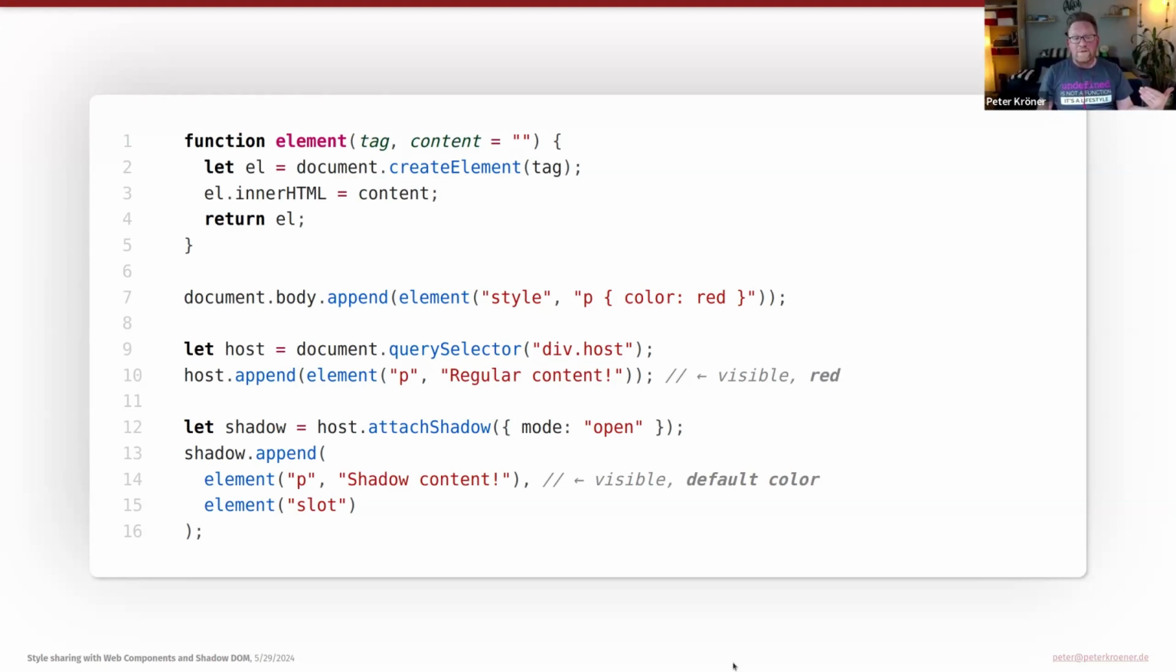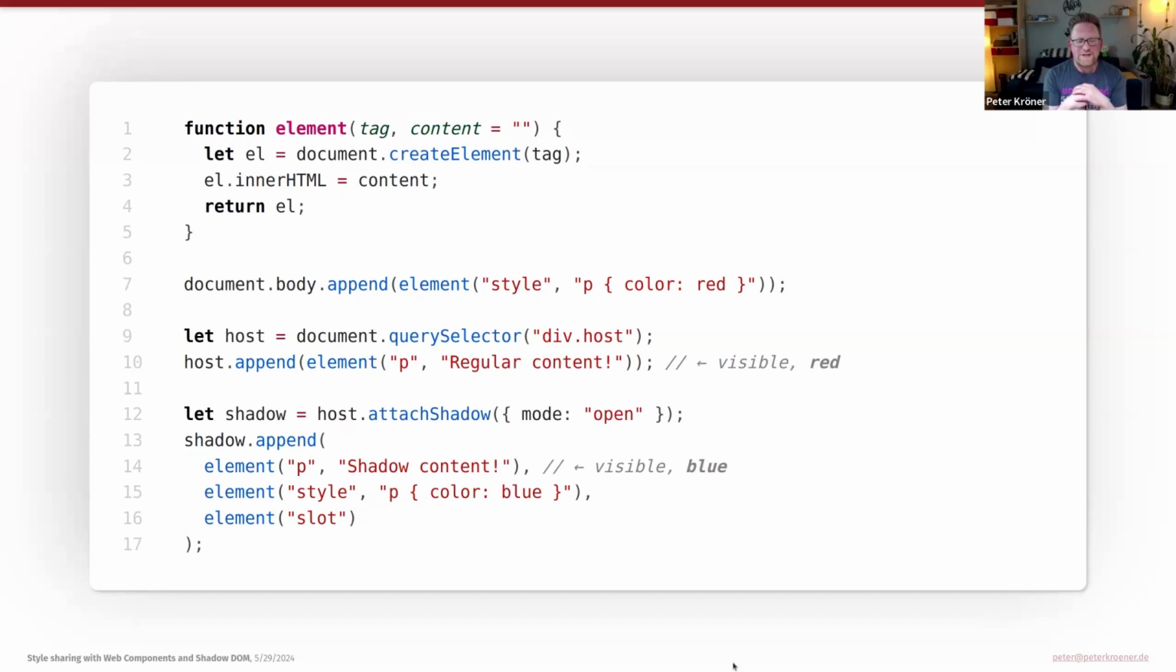What we could then, of course, do is add some style to the shadow tree. Why not? This new style rule in line 15 now again targets all p elements and turns them blue. But of course, because the style element now lives in the shadow tree, it only targets elements that live in the same shadow tree. So our shadow content is now blue and visible, and our regular content is visible and red. It's visible because it's being projected in the shadow DOM using the slot element, and it's red because the style rule from line 7 applies to it, and the style rule from line 15 does not.